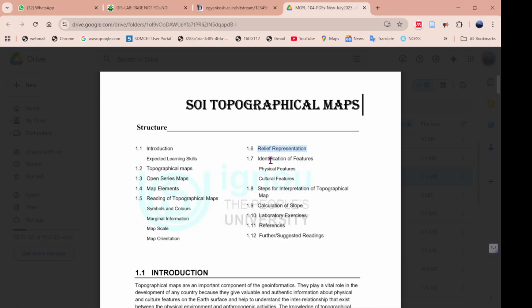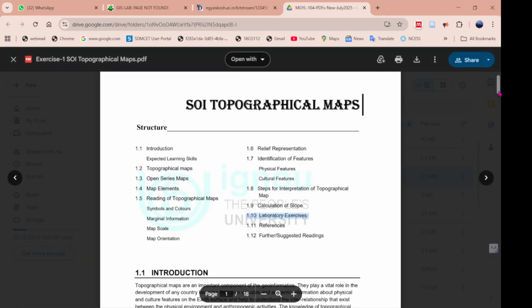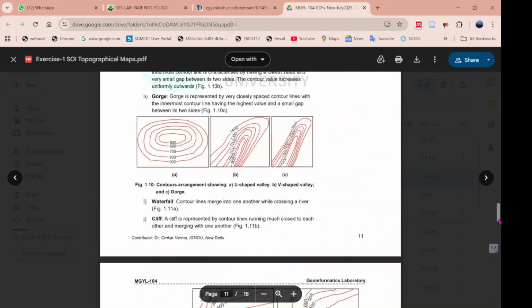representations, and identifying different types of features, physical features as well as cultural features, and what are the steps for interpretation of topographical maps. And then we also learn how to calculate slope, and there are some laboratory exercises. So let us go ahead with the laboratory exercises.